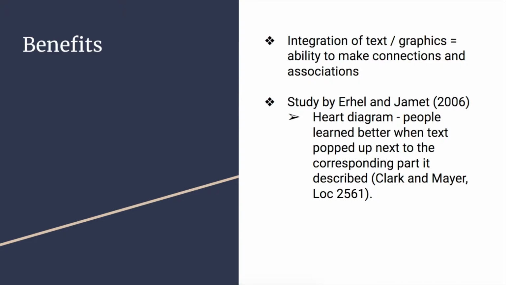They cited a study by Ayres and Jamet of a heart diagram, and they said that people learned better when the text popped up next to the corresponding part it described. So there was a picture of a heart, and there were lines and text pointing directly to each part instead of a legend on the side where the learner didn't have to look back and forth. So they believe that this principle leads to meaningful learning.